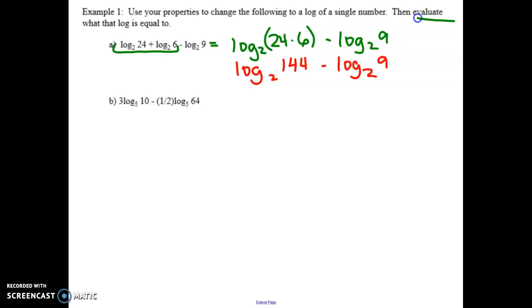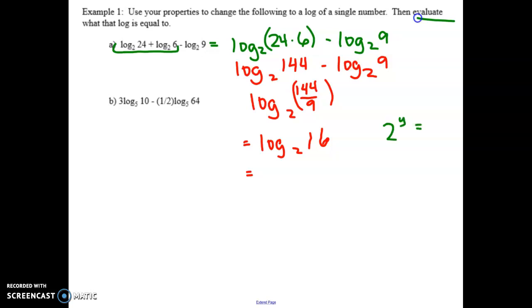And now I'm subtracting. So, how do you condense with subtracting? Divide, if we divide them. So that'll be log 144 divided by 9 with a base of 2. Notice that they both have base of 2, so I can do that. So 144 divided by 9 is 16. So this means we get log 16 with a base of 2. All it's asking me to do now is to evaluate. So in this case, you can think, okay, 2 to what power gives me 16? 4, right? So my answer to this is just 4.